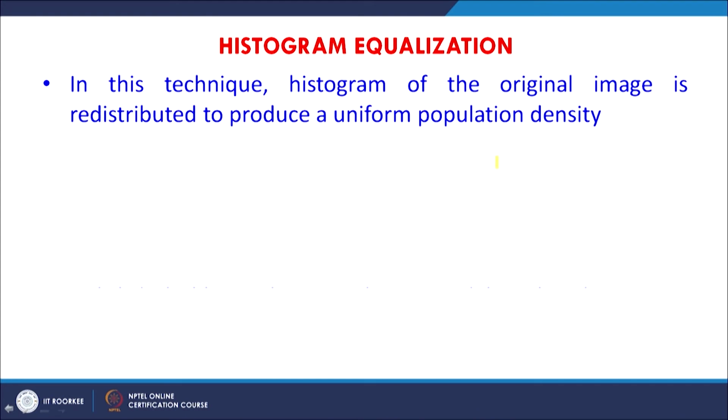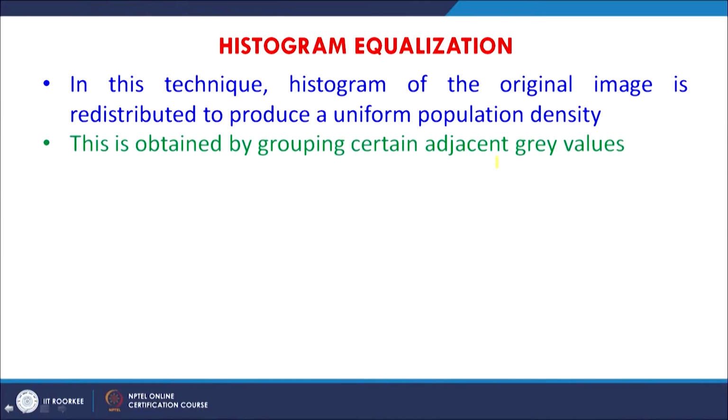So, just for completeness I will go through histogram equalization quickly. I have already demonstrated it through software also. In this technique, the histogram of the original image is redistributed, as you also saw in the comparison between the input and output histograms, so that these values are redistributed to produce a uniform population density. As the name implies, in histogram equalization the more number of pixels having the same value are redistributed so that the values are distributed in an equalized fashion. That is why it is called histogram equalization.